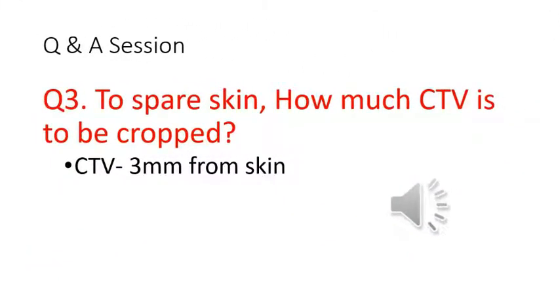Sometimes when we give PTV over CTV, that PTV reaches up to the skin. How much do you recommend to crop PTV from skin or CTV from skin? So CTV we crop about 3 millimeters from the skin, because what our physics colleagues tell us is that the algorithm does not consider what is happening beyond that. So whatever you will get would be erroneous information. So we stay within 3 millimeters of the skin.